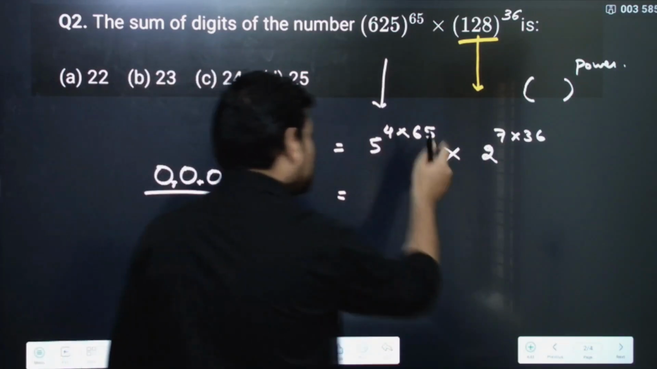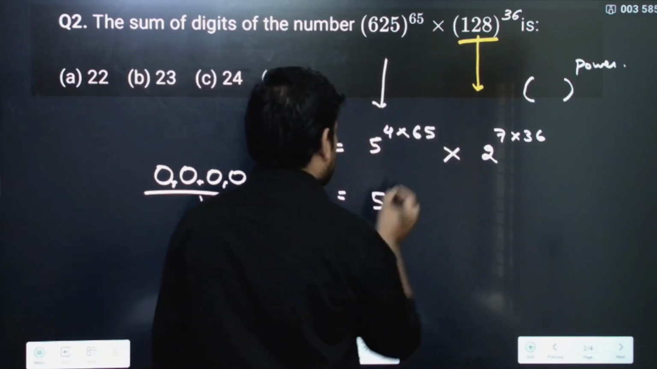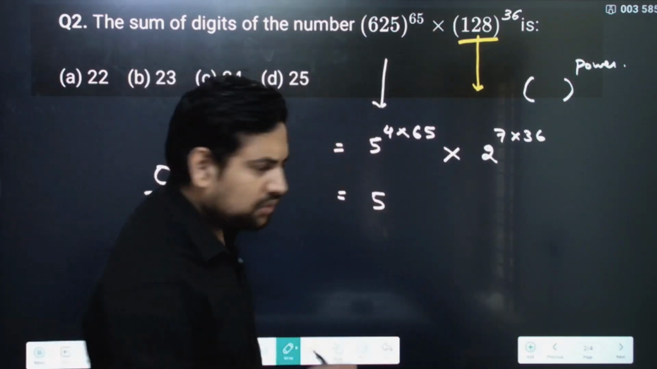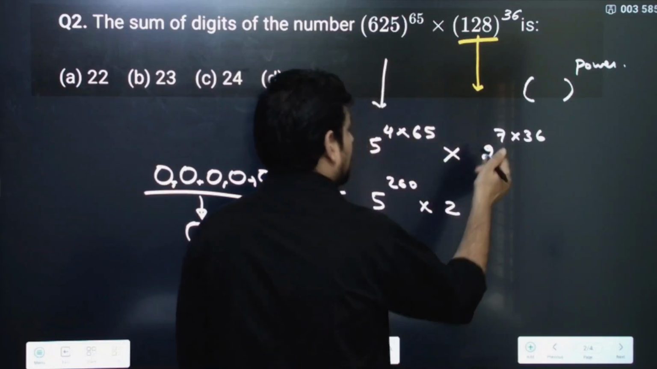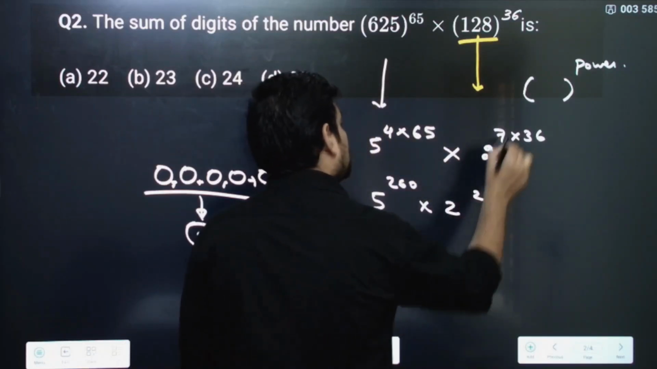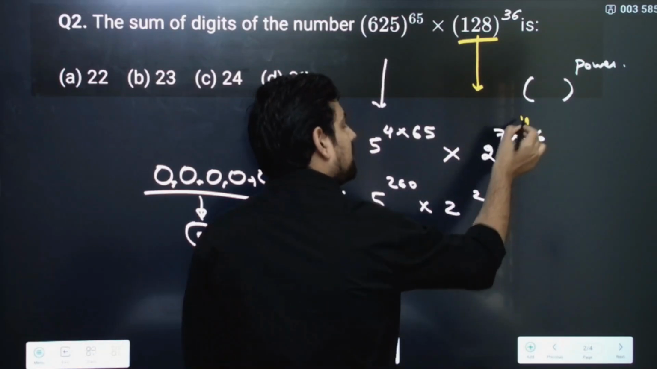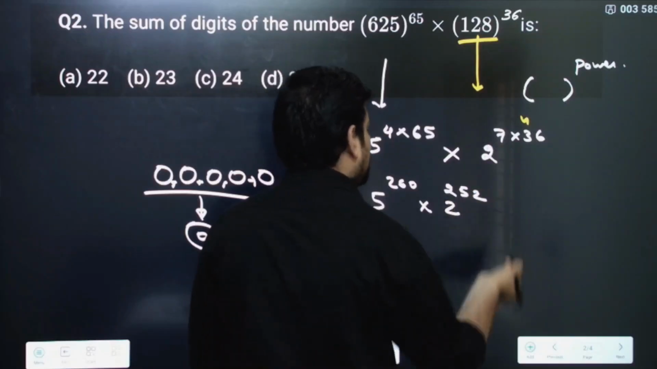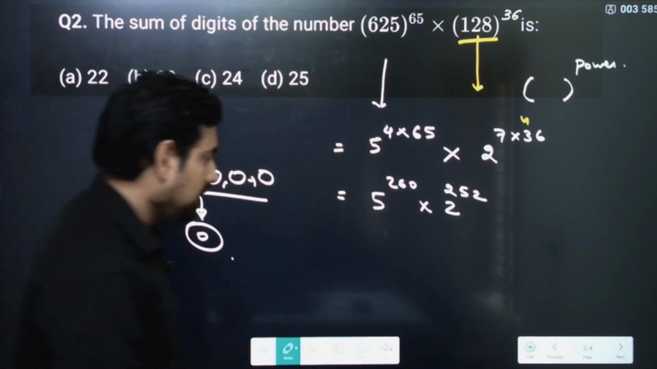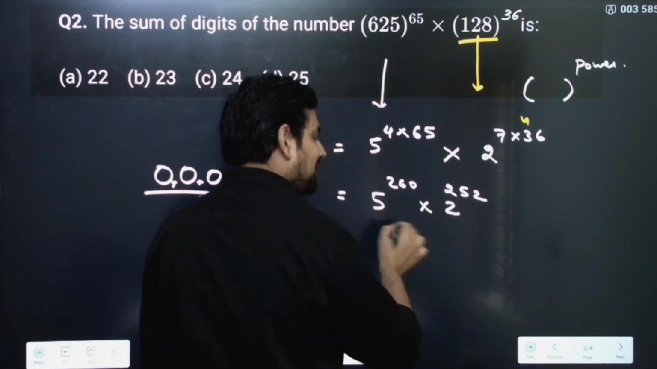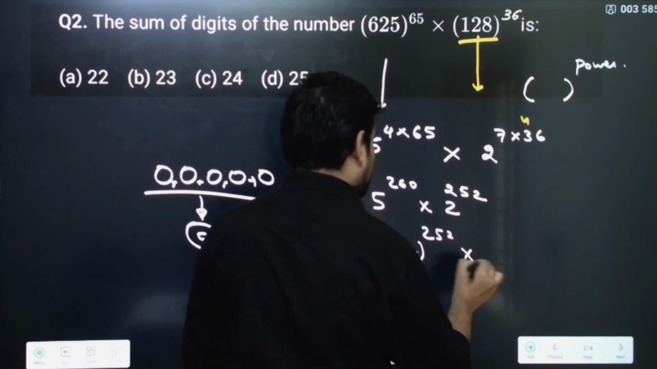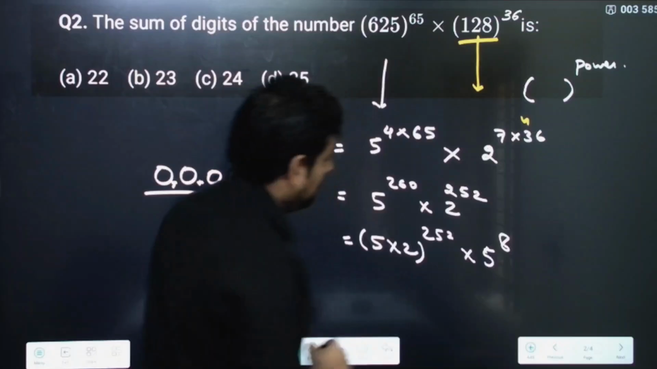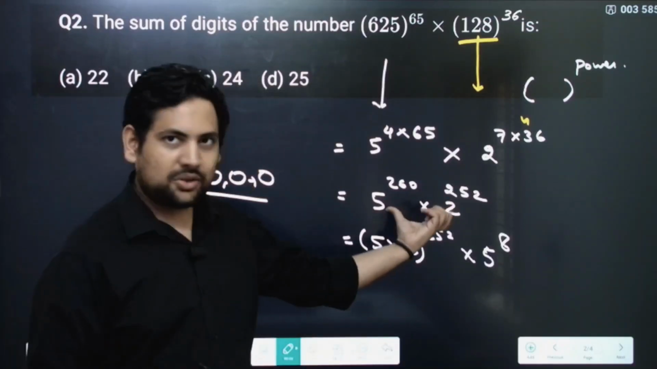Now 4 into 65 is what? 65 into 2 is 130. 130 into 2 is 260, into 2 power 7 into 36. 6 sevens are 42, 4 carry, 7 threes are 21, 21 plus 4, 25. So 252 and 260, what can you see common? Can I write it like this? 5 into 2 power 252 into 5 power 8. Yes, sir. Correct. 252 I have taken common.